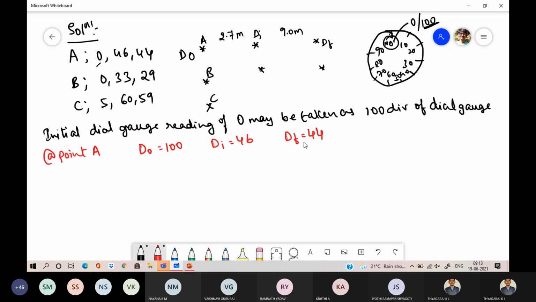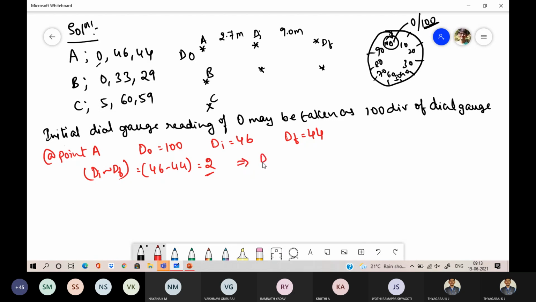Now we have to check whether we have to apply the leg correction or not. What is the formula? DI minus DF, we have to check it. DI is 46 minus 44, so you will get 2 divisions. This is not a conversion, so 2 divisions you are going to get.